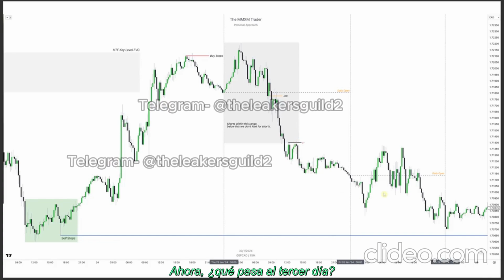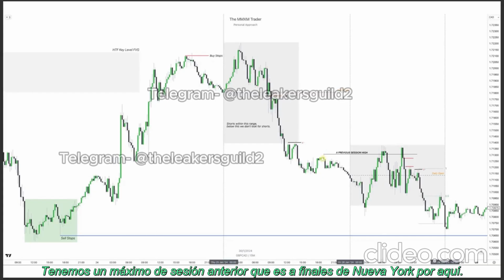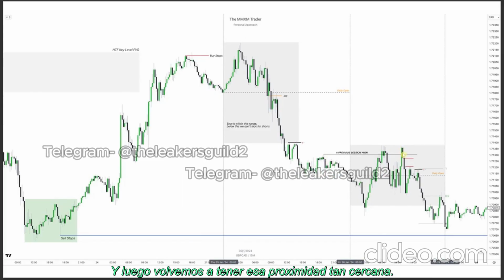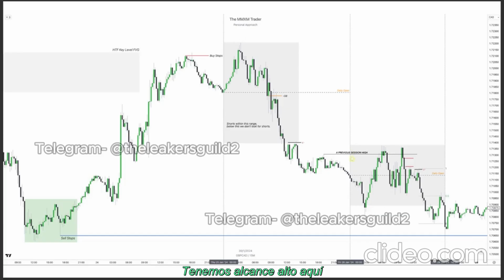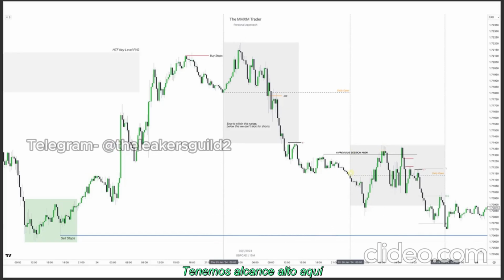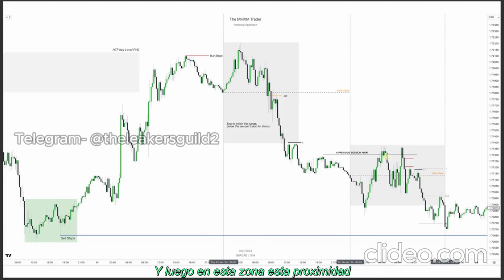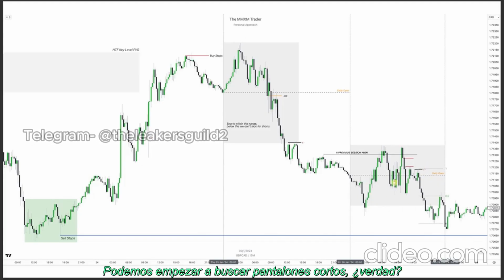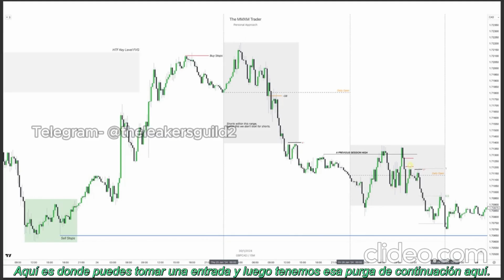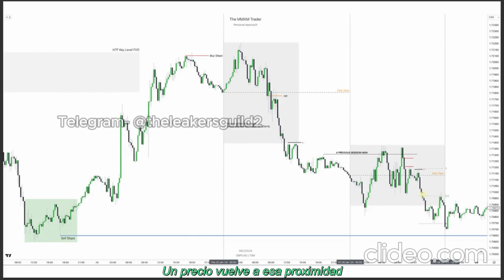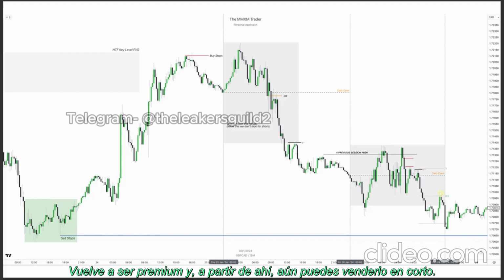Now what happens on the third day, right? We've got a previous session high, which is late New York over here, and that gets raided, Asia session high rather. And then we have that close proximity again, right? We've got range high into here, and then extended one deviation below us, and then in this area, this proximity, we can start to look for shorts, right? So over here we've got a fair value gap formed. This is where you could take an entry, and then we have that continuation purge here on the 15-minute, dropping down lower, and price comes back into that proximity, right? That first deviation over here, back into premium, and then from there on you can still short it.